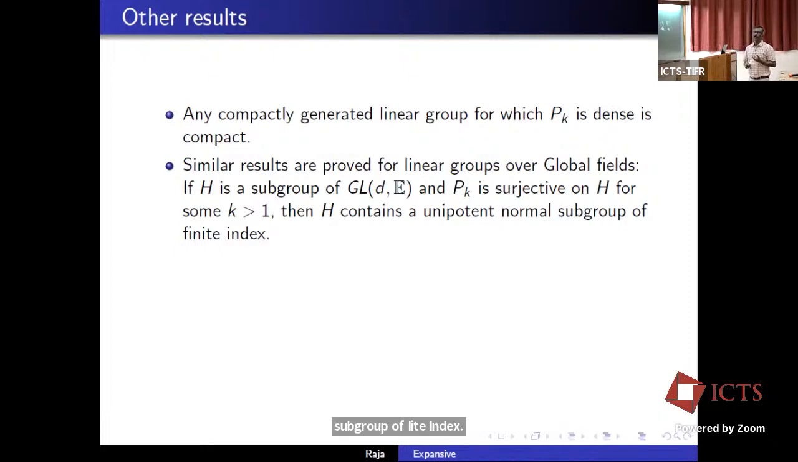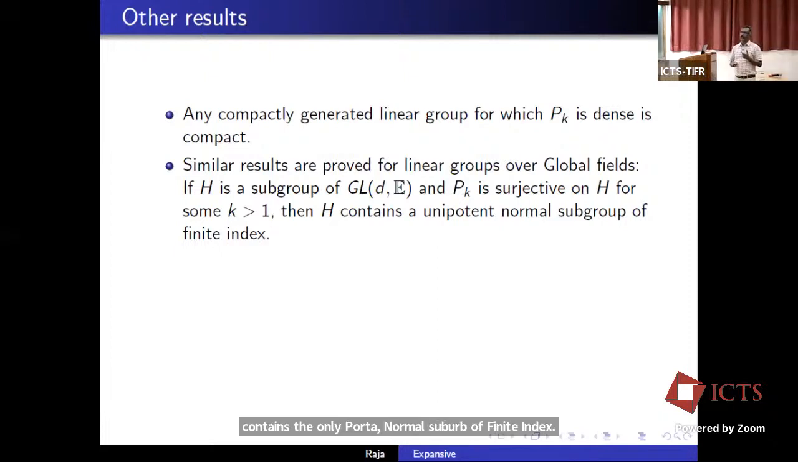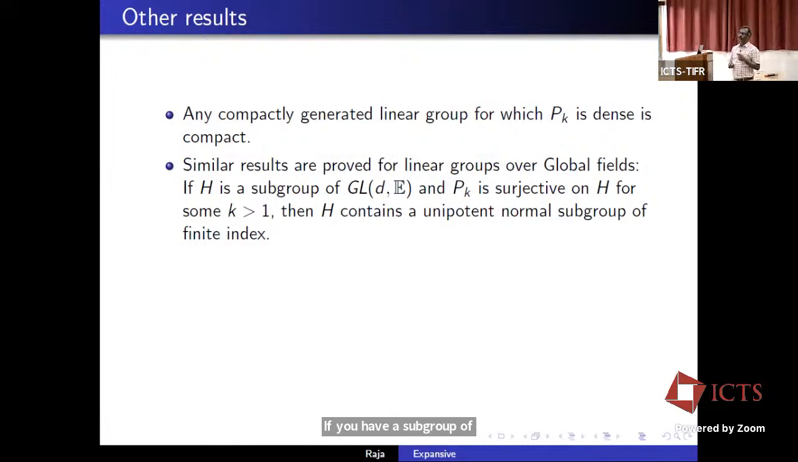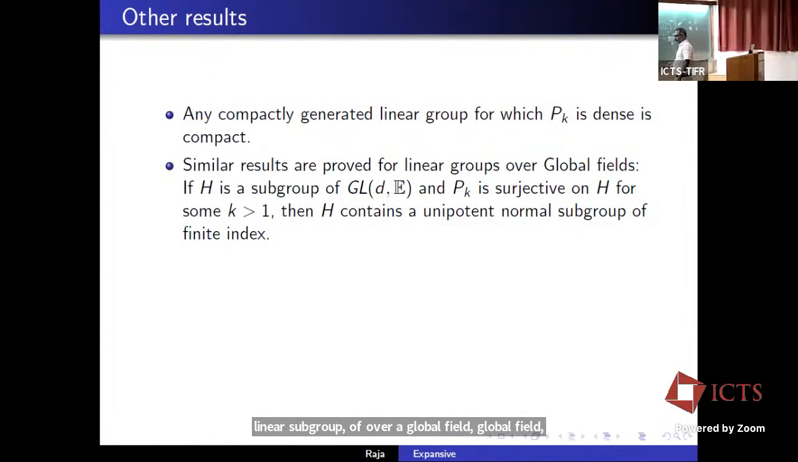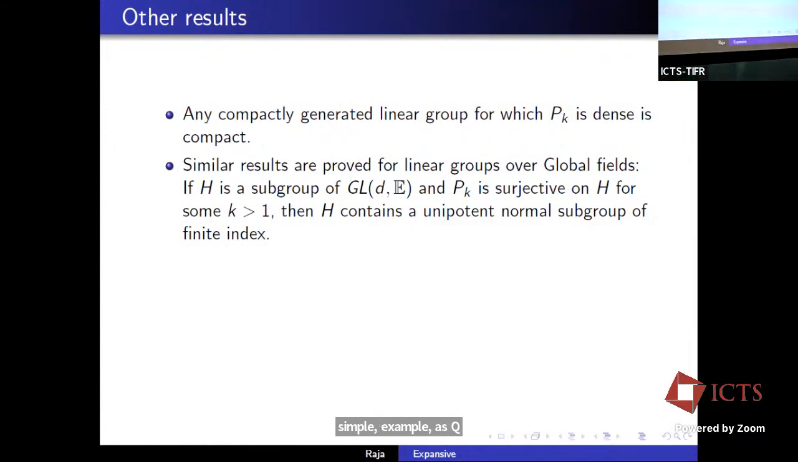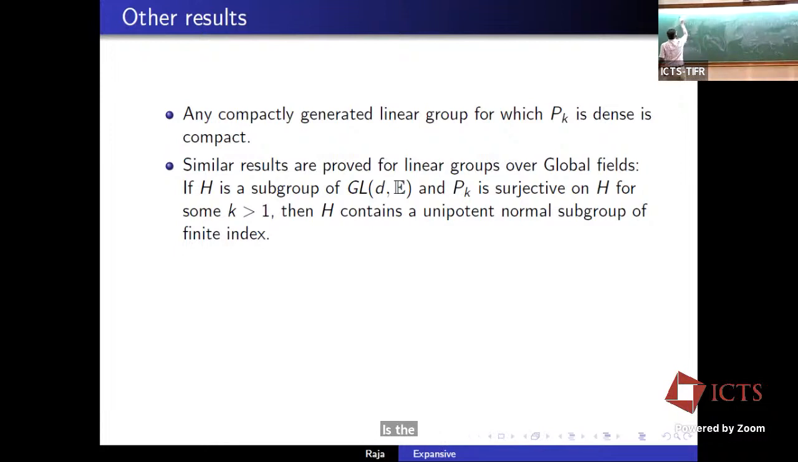If you have a linear subgroup over a global field, a simple example is Q. An easy example is Q or F_p. It's a finite field.